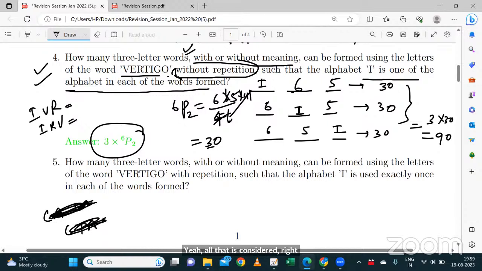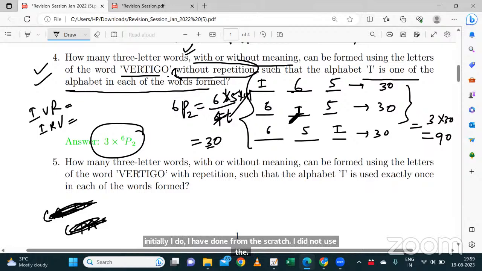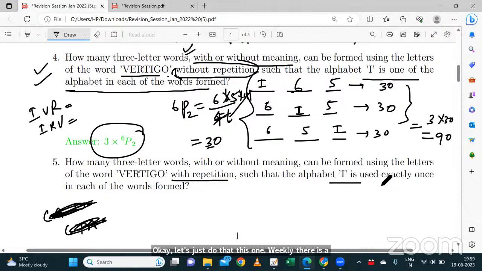If you are having difficulty using permutation, just do it from scratch. Initially I did it from scratch, I did not use the permutation, right? Okay, so just do this one. Be clear, there is a slight difference with repetition. I use exactly once in each of the words formed. You can repeat the letters, but Sir, is this not 6P2? No. Why 6P2?